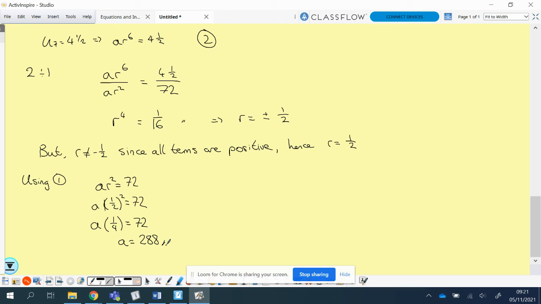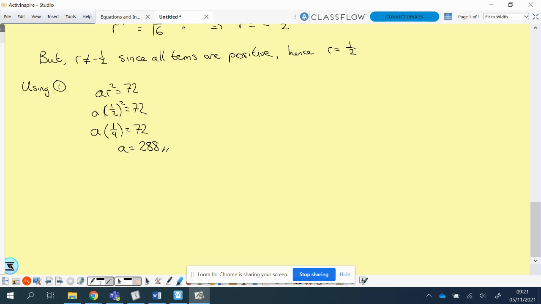So now I've got my two values that I needed: my a value, my first term, and my r value, which is positive a half. I can now use that to get my sixth term. So U of 6 equals A R to the power 6 minus 1. That's going to be 288 multiplied by a half to the power 5, which gives me an answer of 9. So that's what the sixth term would be.